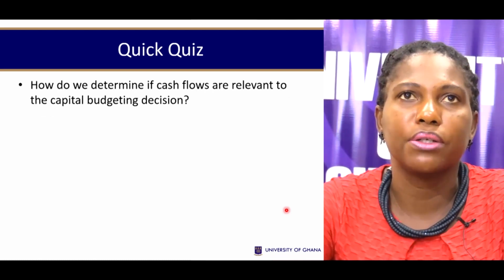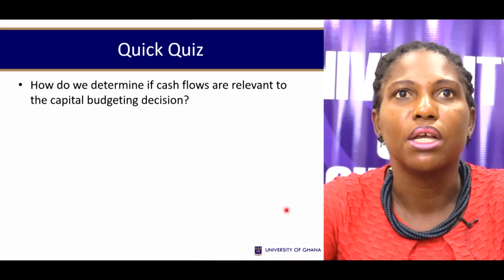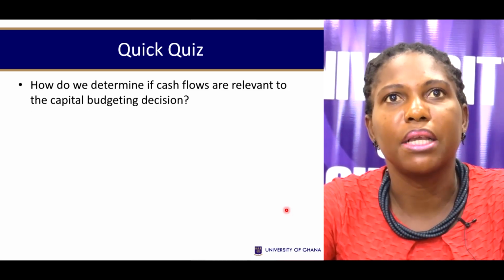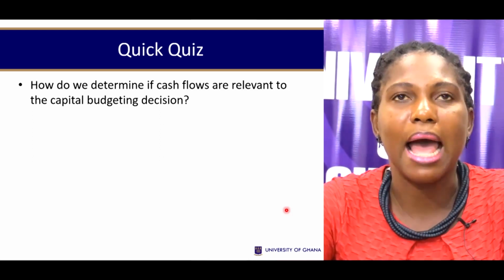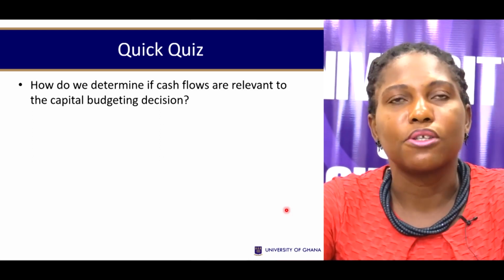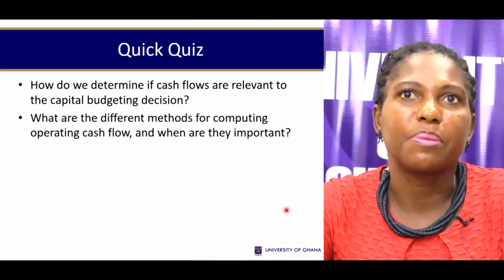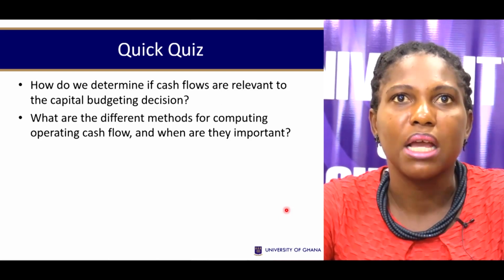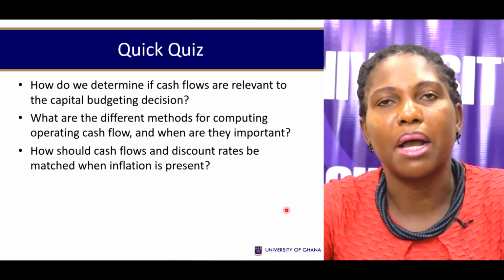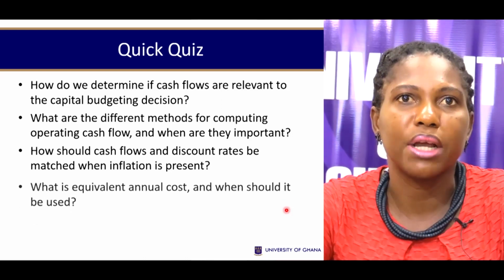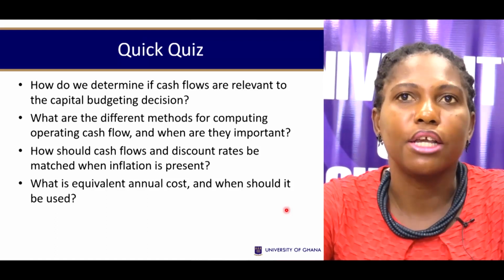Now that brings us to a few issues that we need to understand. How do we determine if cash flows are relevant to the capital budgeting decision? A cash flow is relevant only if it occurs only if the project has been embarked upon. Otherwise, it is not considered relevant. Other questions to look at are the various methods we can use in determining operating cash flows and when they are important, whether you should use real or nominal cash flows and how you should match them in the event of inflation being present. And you also need to understand the equivalent annual cost method and when it should be used.